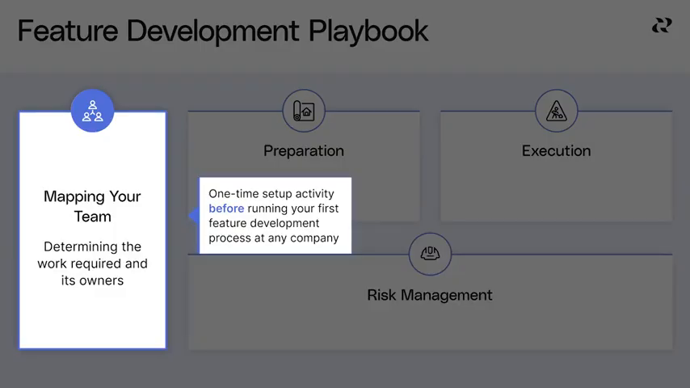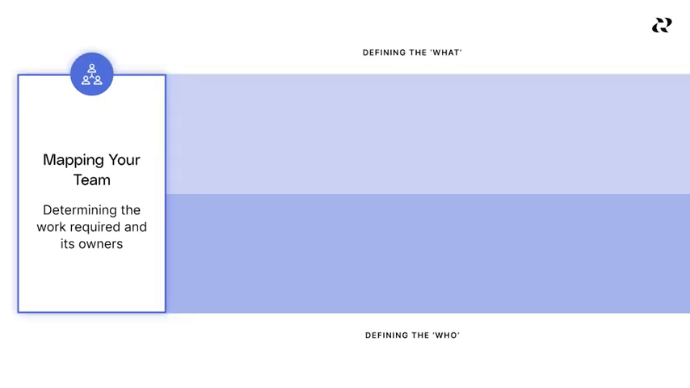This is why the first component of our feature development playbook is mapping your team. This is a one-time setup activity you need to do before running your first feature development process at any company. The goal of this component is to define the what and who of feature development. In other words, what key activities need to get done throughout the feature development process and who will be doing them.